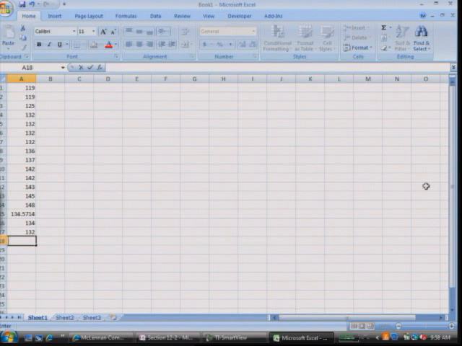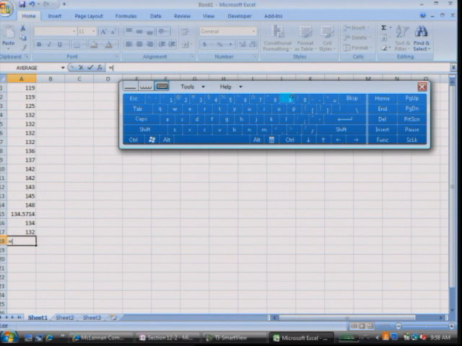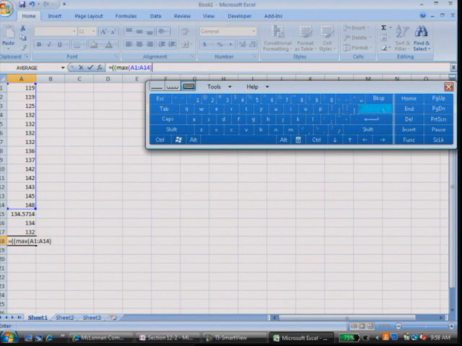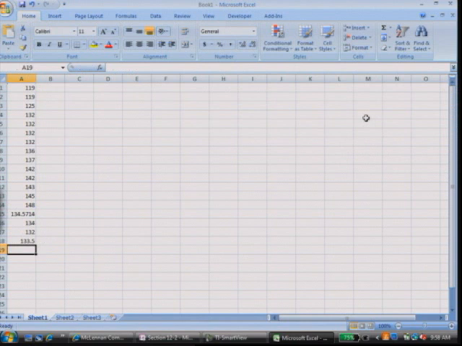I guess if you wanted to be snazzy in here, you could do equals, and then two parentheses, and then you would do the max of the data set, plus the min. And then close that parenthesis, divide by 2, and then close that parenthesis. And then hit enter, and it'll do that. It's a little calculation for you, kind of cool, I guess.